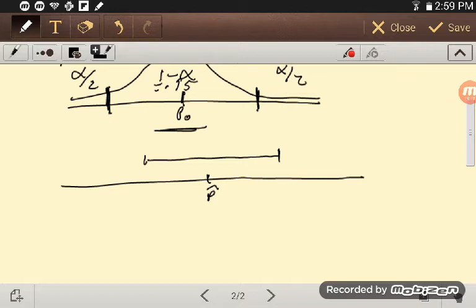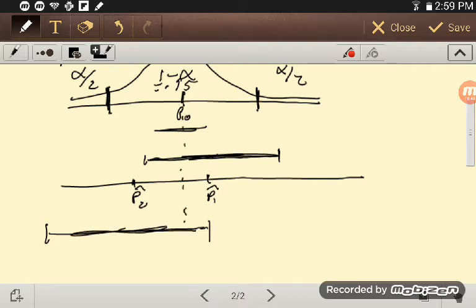Now I get another p hat, so there I'll call it p1 hat. That's the first time I did it. Another time I do it, I get a p2 hat, and I'll draw its interval, and it's over here to the left a little bit, so its interval maybe looks something like that. Now notice that this interval and this interval both contain the right answer, P0.